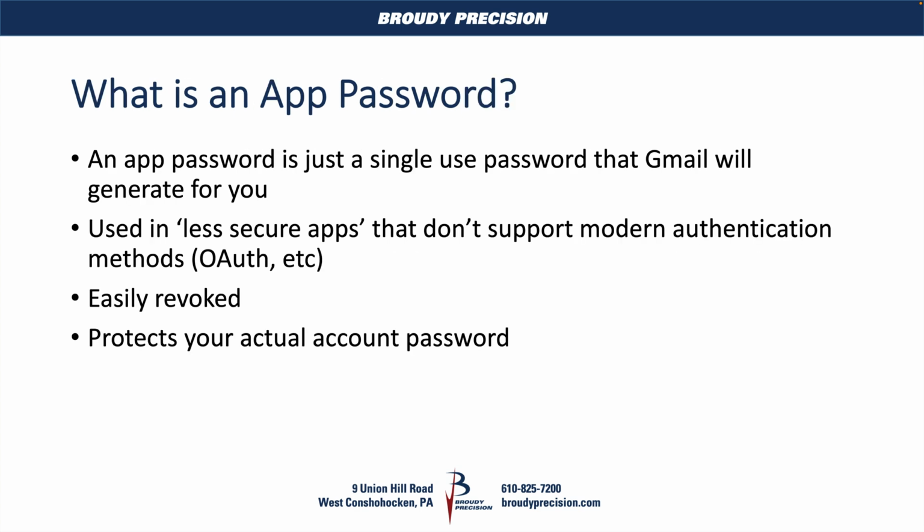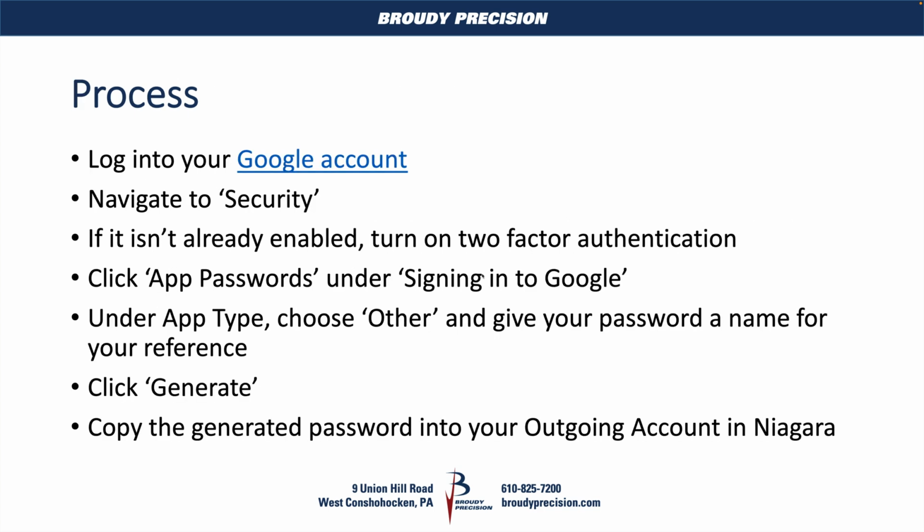That workaround is to use what they call an app password. An app password is just a single-use password that Gmail will generate for you, and you use it along with your account name or your email address with Gmail to log in and send emails from less secure applications. The benefits of using these app passwords are that they're easily revoked, and they protect your actual account password. They generate this app password for you, and it's only valid for very specific use cases, and in our case, that use case is to send out emails.